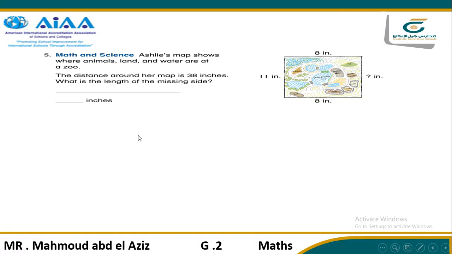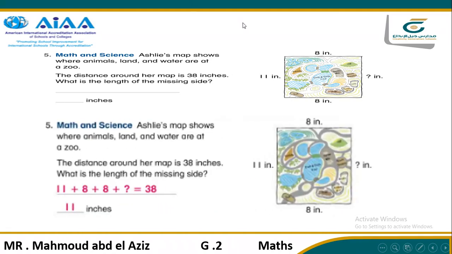But I want to be sure. So what I will do here, I will add the three numbers together. 11 plus 8 plus 8 plus the fourth number here equal 38. So 8 plus 8 equals 16, and 16 plus 11, which equal 27. Then 27 plus what equal 38? Excellent, it's plus 11. So our number here is 11 inches.